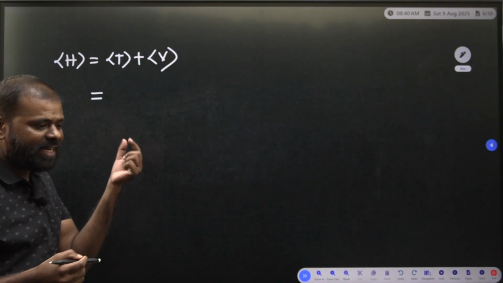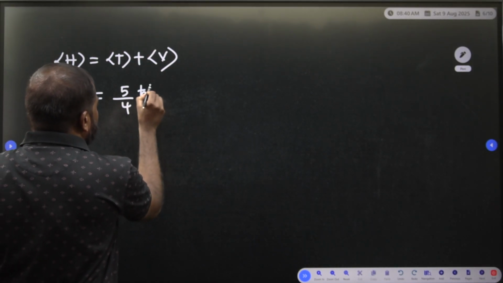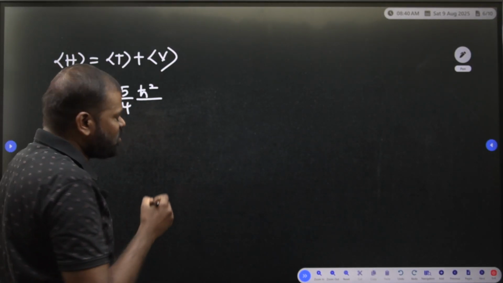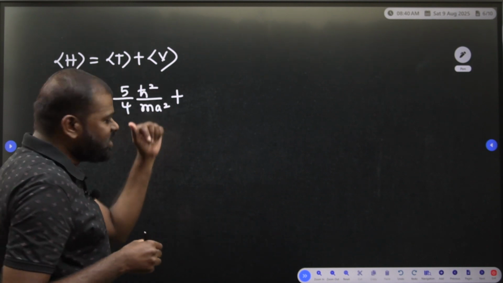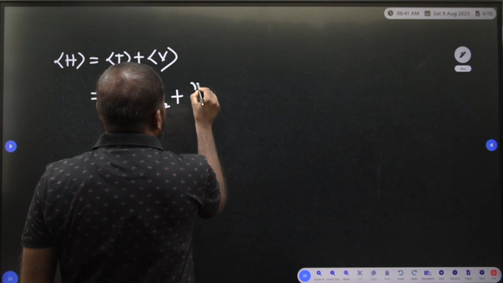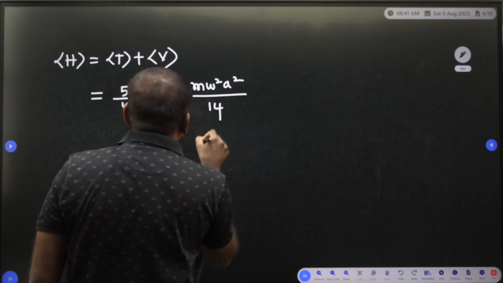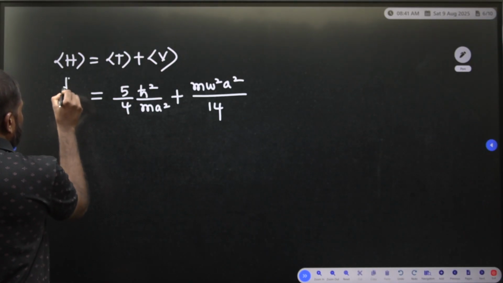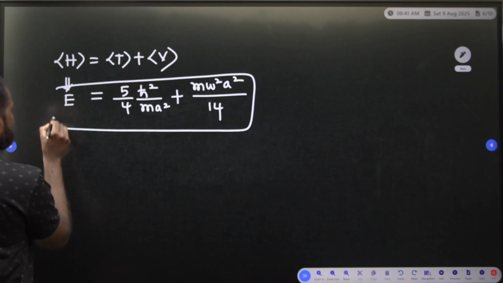So what is the expectation value of kinetic energy? 5 by 4 into h cut square divided by m a square. This is the expectation value of kinetic energy. What is the expectation value of potential energy? m omega square a square divided by 14. Adding them gives the energy, you are going to get it. So this is step 2.